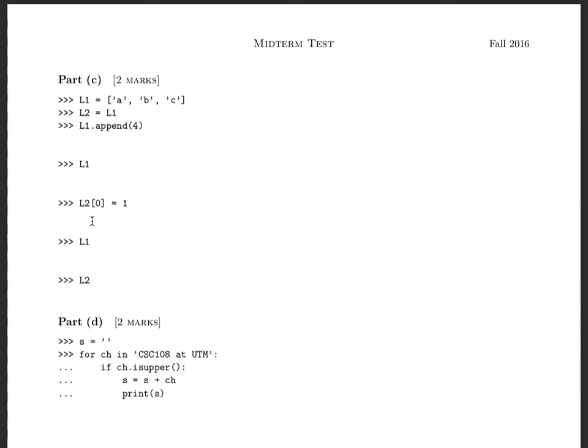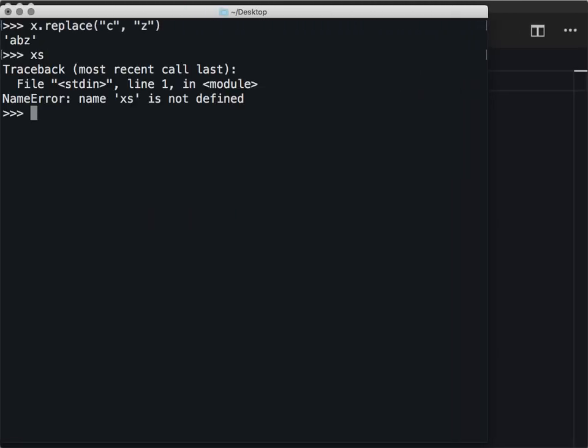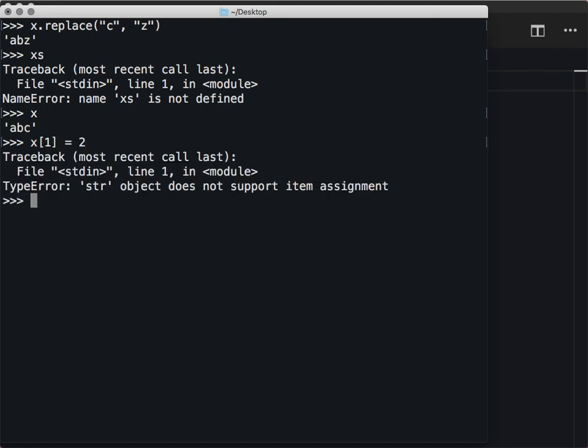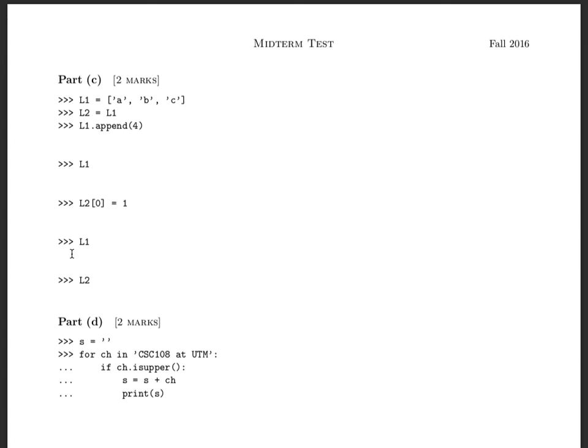What happens if I change the 0 position in L2 to a 1? Well, is it going to print anything, is the first question. Oh, that was a string. Okay, it doesn't print anything. But what is L1 here then? So I think it's 1, B, C, 4. And then L2 should be the same thing. So let's check.